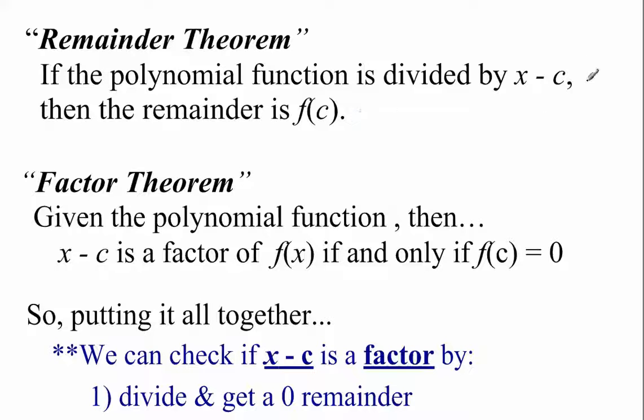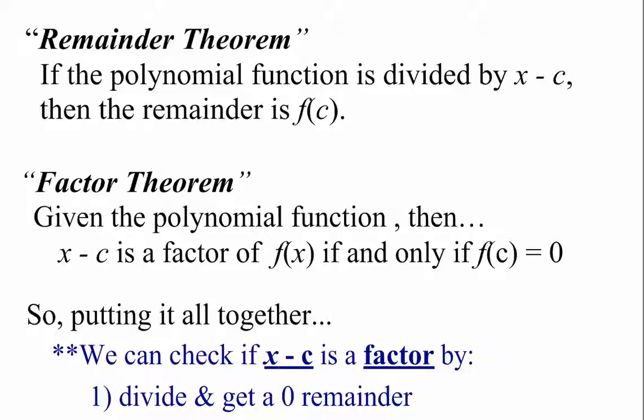Okay, so if I were dividing by this and doing either synthetic or long division, whatever I get as a remainder would be exactly the same thing as if I took the c and just plugged it into my function. That's pretty cool. Okay, the factor theorem says if I have a polynomial function, x minus c is a factor if and only if f of c is 0. So it's a factor if when you plug in the c you get a 0, and if and only if means it works backwards too, so that if f of c is 0, then x minus c is actually a factor.